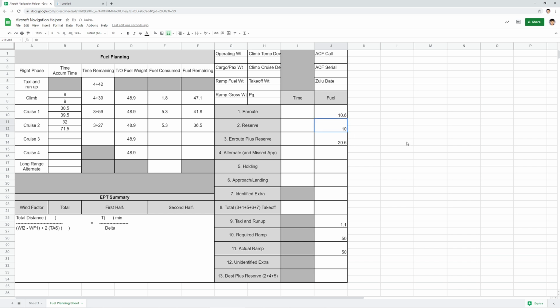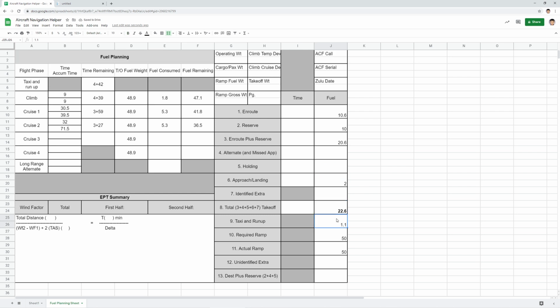Let's say you only wanted to do a 10-gallon reserve, which means my en route plus my reserve is 20.6 gallons. Let's say that we didn't do any holding. Let's say we didn't do approach to landing. Usually in approach to landing, you want to add in another couple gallons, depending. If you have any unidentified extra or anything like that, you'd have to worry about that. Now we can do our calculations. So now I'm going to do it real quick. We're going to do 3 plus 4 plus 5 plus 6 plus 7, enter, means we need 22 point gallons of fuel for our actual flight here.